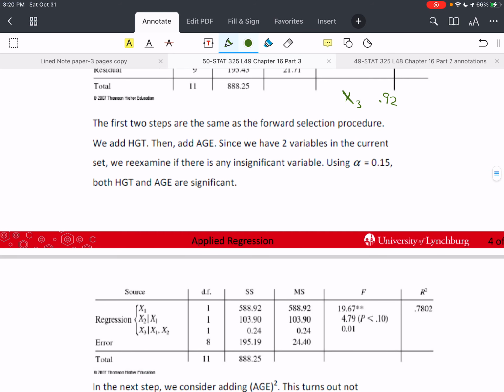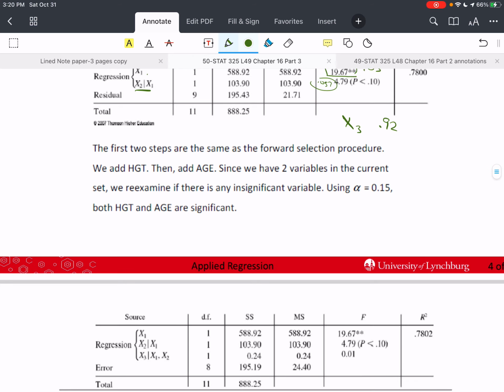So with this having a p-value of 0.92, and this was for f, not p, f of x3 given x1 and x2, that was the partial f test that we calculated. We have a p-value of 0.92. We would not add it in there. It exceeds our limit of 0.15.